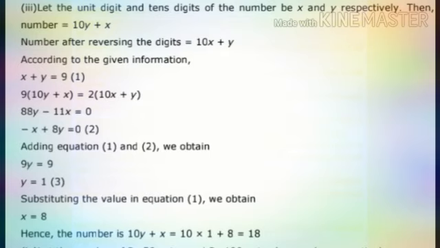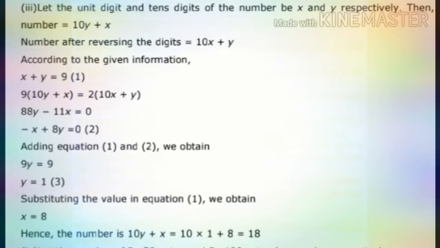Now according to the given information, the sum of the digits is 9, that is x plus y is equal to 9, and the second condition they have given, 9 times the number, that is 10y plus x, is twice the reverse number, that is 10x plus y. Interchanging the digits and the reverse number are both the same concept.